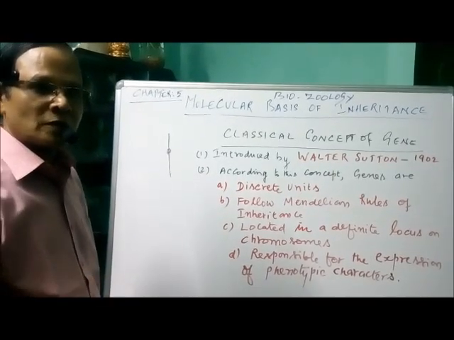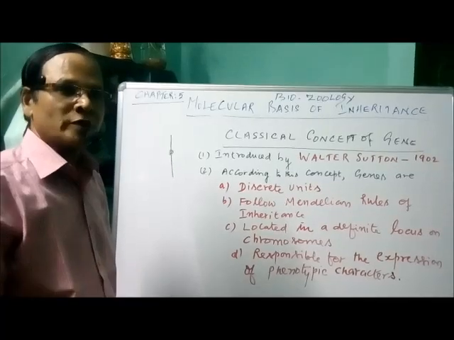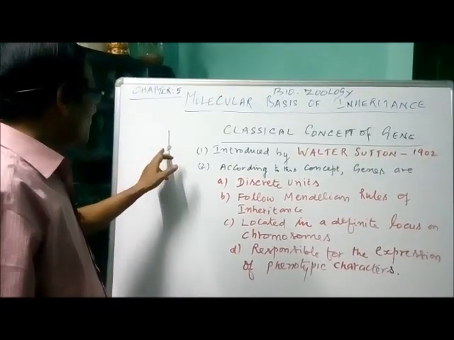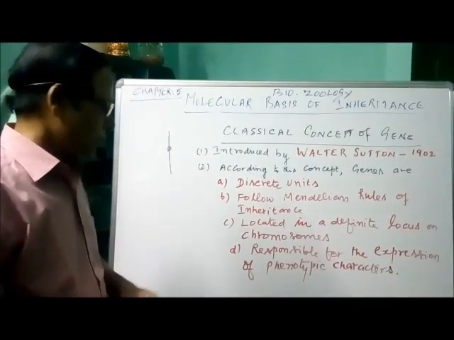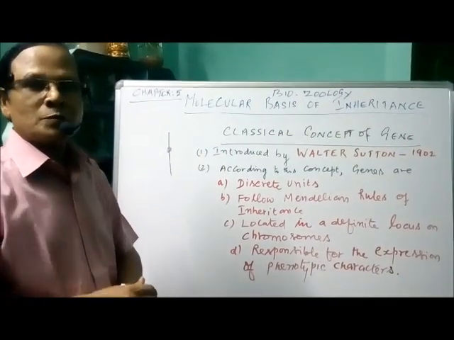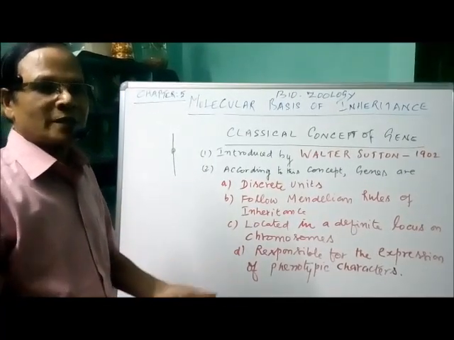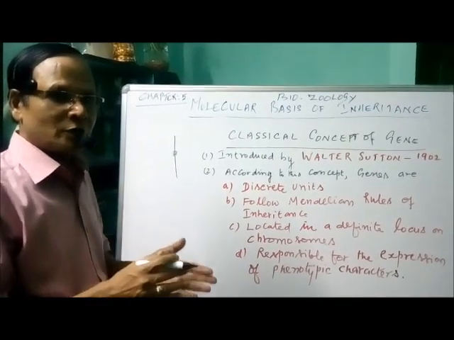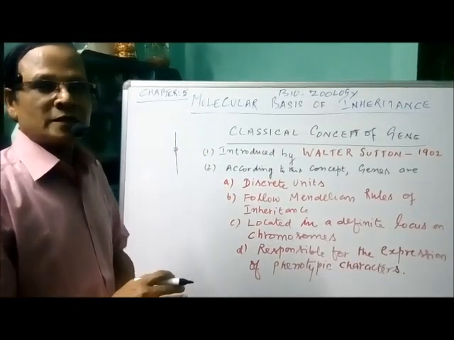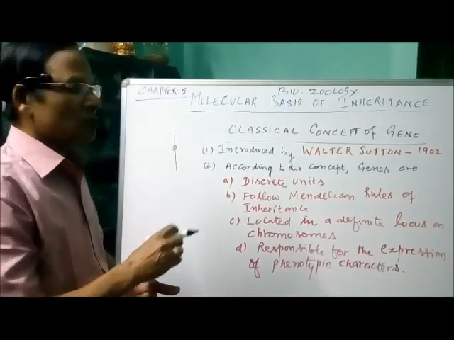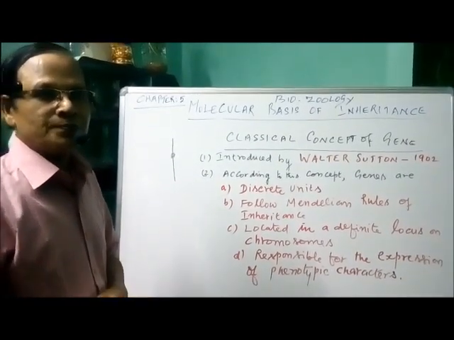For first locus, second locus, third locus, like that we are using. We are not using the term point. So they are located in a definite locus on a chromosome. And finally, they are responsible for the expression of the phenotypic characters, that is, the Mendelian characters. The expression of the phenotypic character is because of the inheritance unit, the functional unit, the physical basis of heredity, that is, a gene.